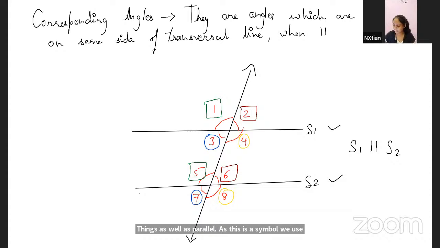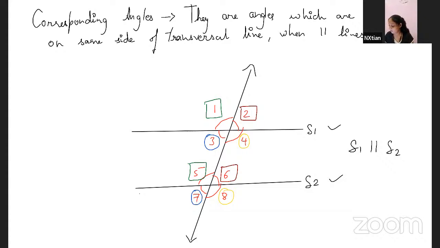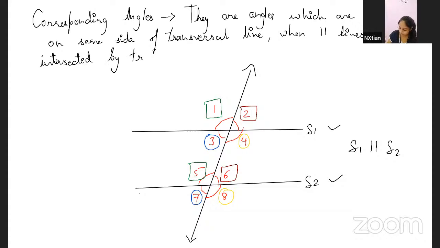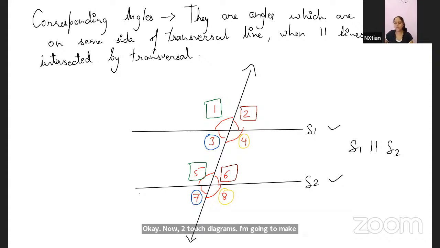Why did you write the two small next to the S? You can make it small also. When parallel lines are intersected by a transversal. Now I'm going to make two fresh diagrams showing both cases: where corresponding angles are made in non-parallel lines, and where corresponding angles are made in parallel lines.